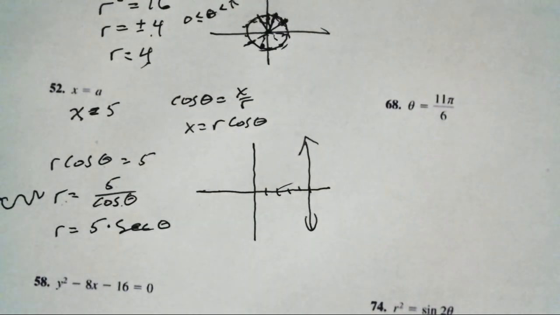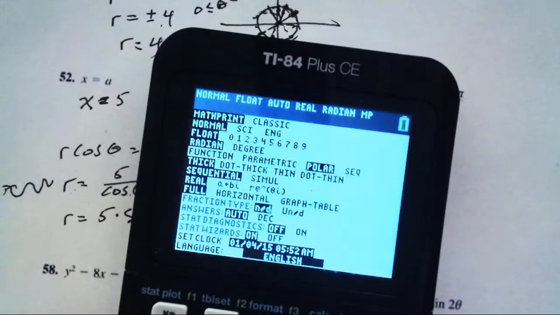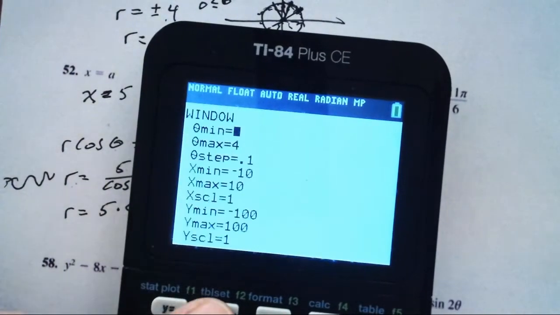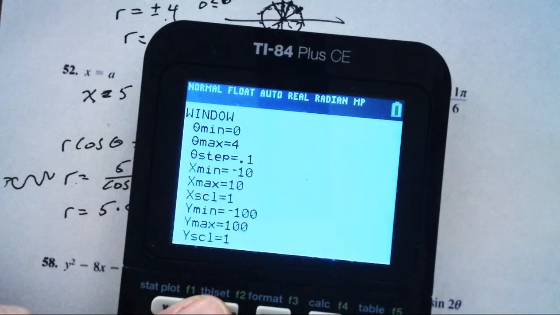So here we go. I'm going to go into mode and go into polar, and when I go into window, I think I'm just going to go x min 0 to 2 pi.